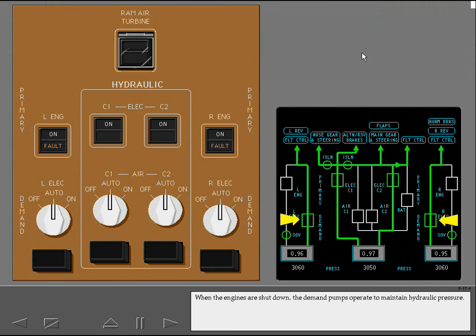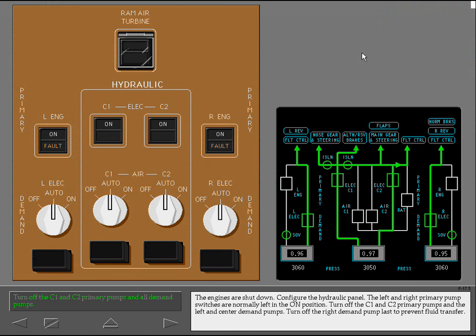When the engines are shut down, the demand pumps operate to maintain hydraulic pressure. The engines are shut down. Configure the hydraulic panel. The left and right primary pump switches are normally left in the on position. Turn off the C1 and C2 primary pumps and the left and center demand pumps. Turn off the right demand pump last to prevent fluid transfer.